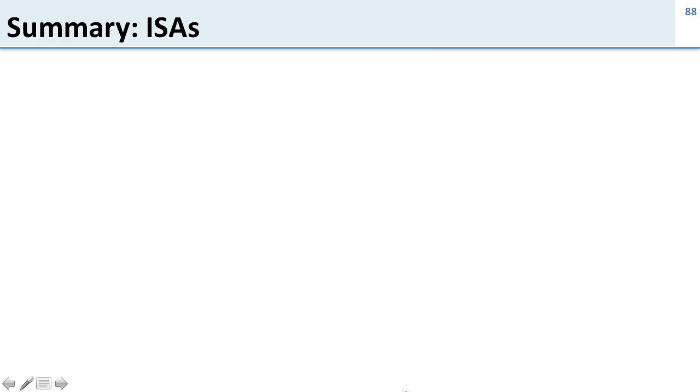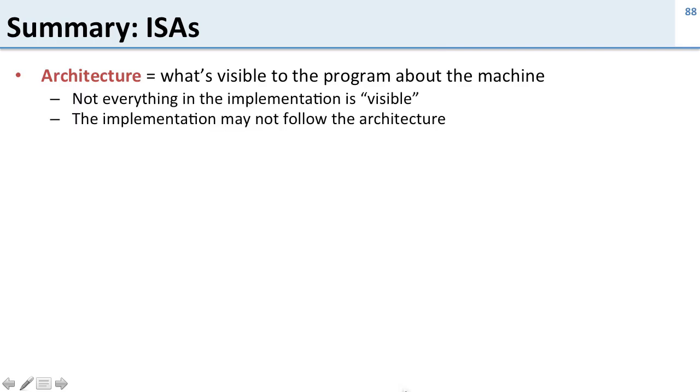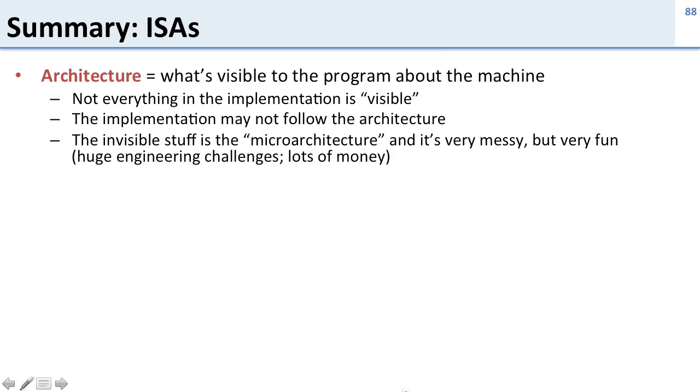So let's summarize the difference between ISAs here. The architecture is what's visible to the program about the machine. And not everything in the implementation is visible. So we talked about how the implementation may not follow the architecture. In particular, we talked about the issue of atomic execution and sequential execution and how the processor may not do that, but the ISA still promises it.